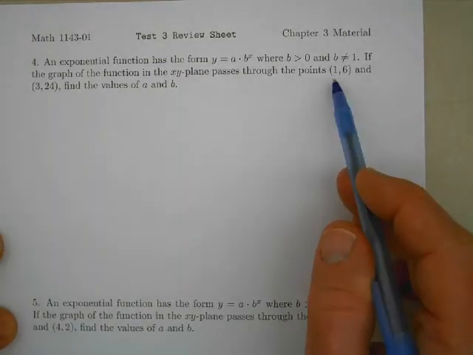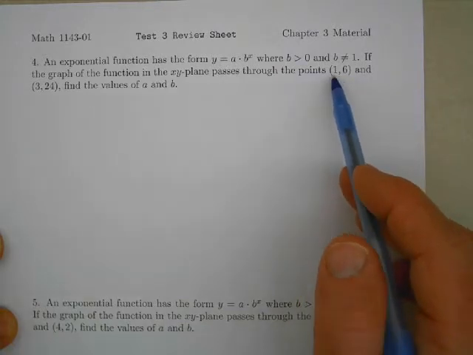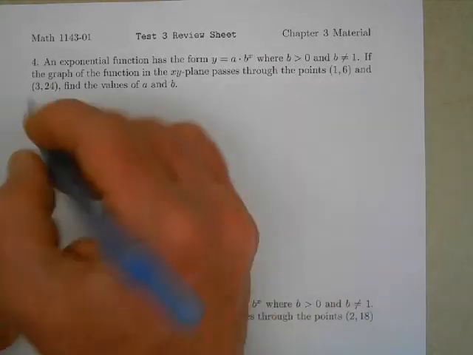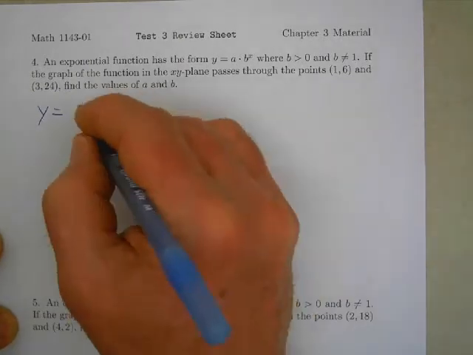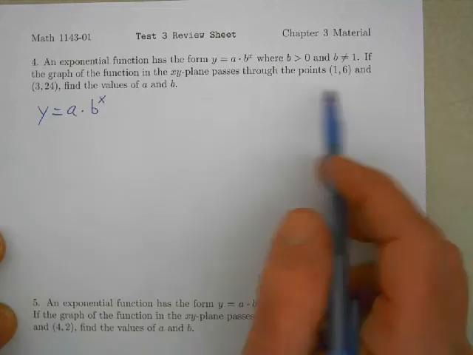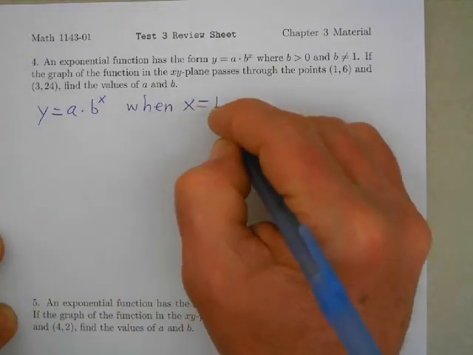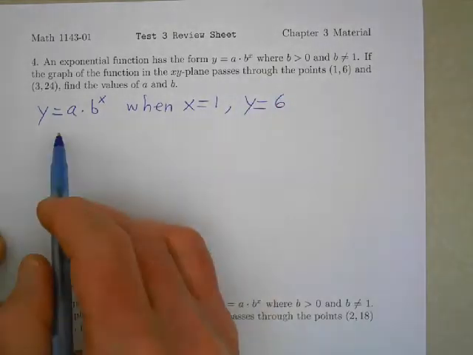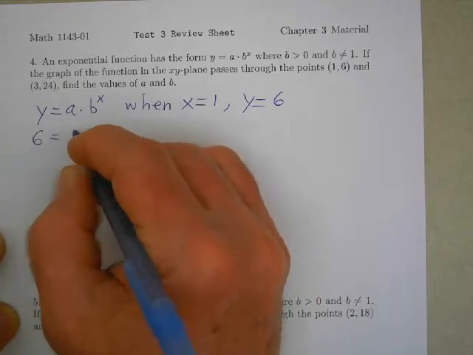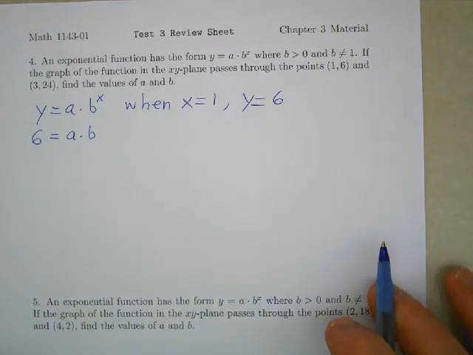Okay, so the ordered pair (1, 6) that the graph passes through indicates that when x equals 1, the y-coordinate is 6. So I'll just rewrite the function y equals a times b to the x. When x equals 1, y equals 6, so replace y with 6 and replace x with 1. So we get 6 equals a times b to the first, or just 6 equals a times b.